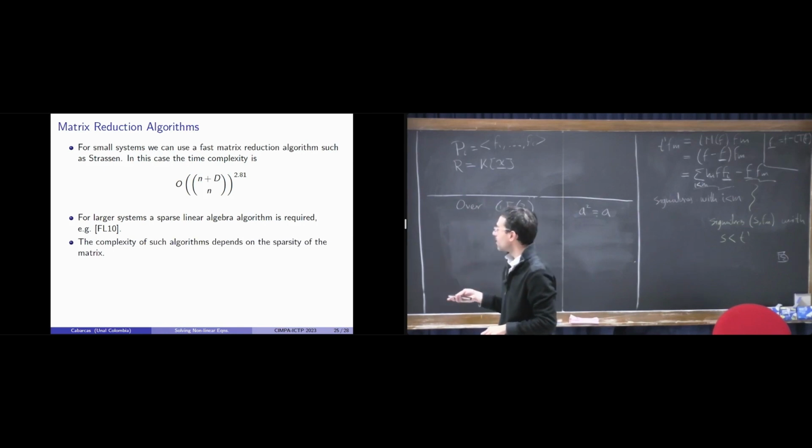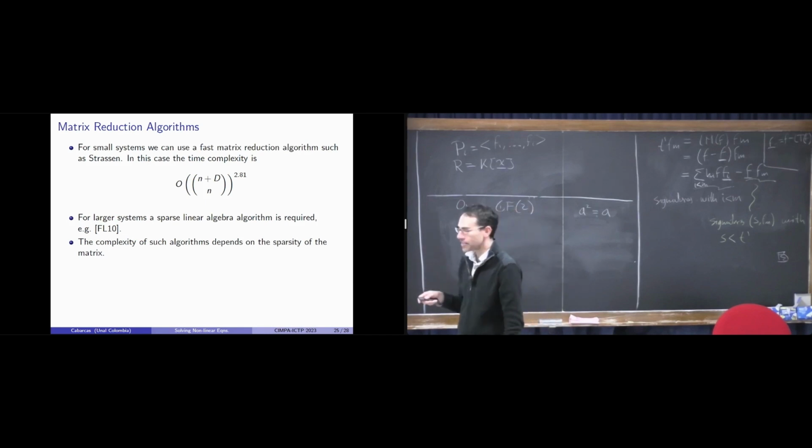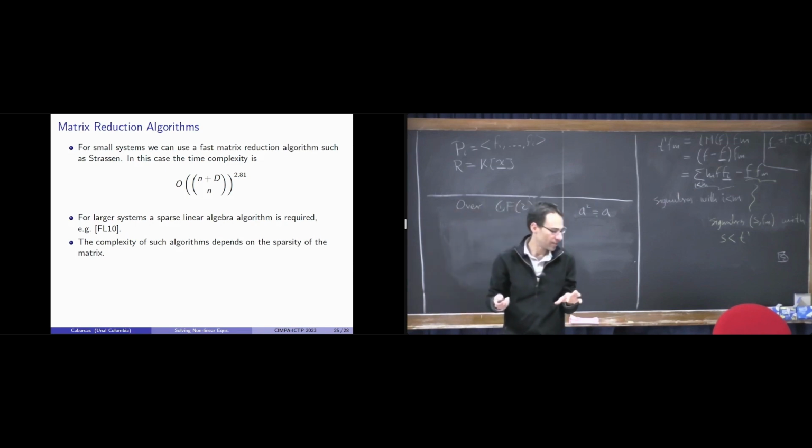Now, the complexity of those algorithms depends on the sparsity of the matrix, and depends on how high you go in degree. So I'm not going to give a precise number for this. It depends really on the sparsity. So it's not so easy to write a closed form of that, right?